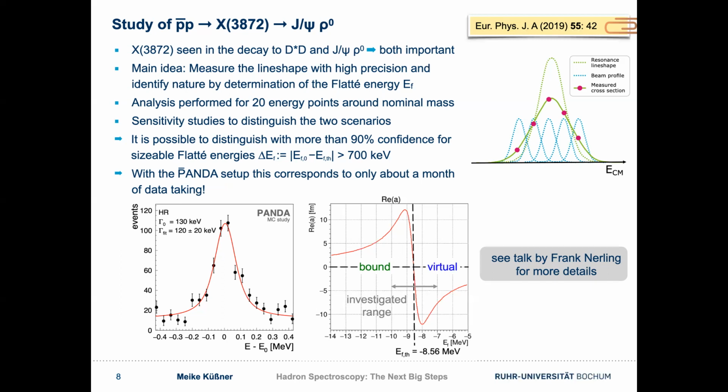So here you see basically how the idea goes. With a Flatté energy of less than about 9, you could say that it's a bound state, and if it's a higher, so less negative value, it's an unbound state. But you can see more on this in Frank Nerling's talk.